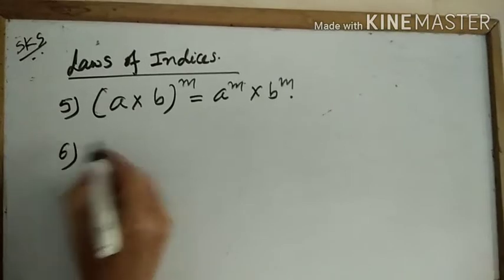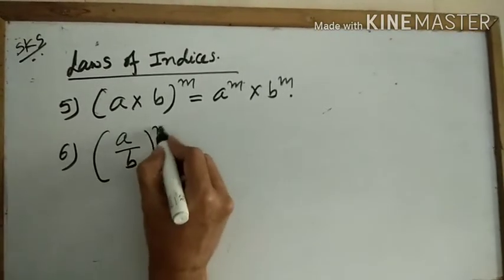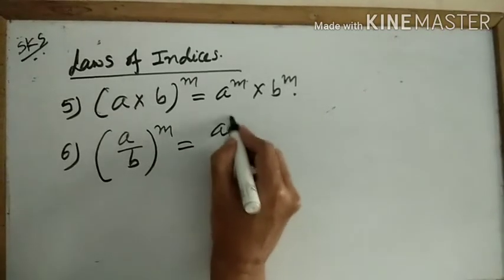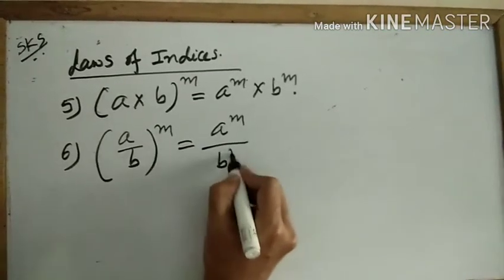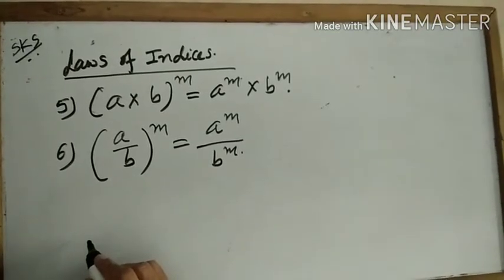Sixth rule is almost the same. If I am having two different bases but they are divided, a upon b whole raised to m will be equal to a raised to m divided by b raised to m. This is the sixth rule we have learnt.